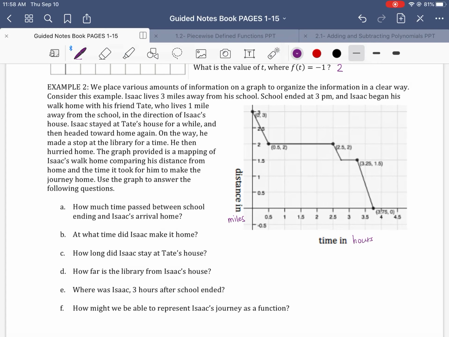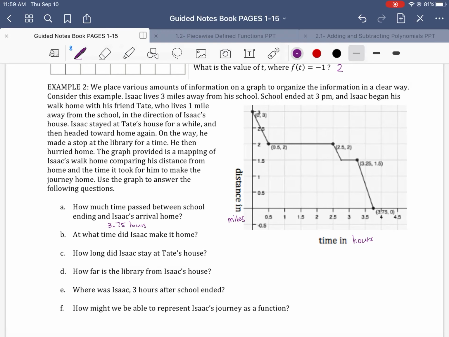So when we look at that, part A says how much time has passed between school ending and Isaac getting home. So we're just looking at the total time. It looks like he was gone 1, 2, 3 hours, and then that point right there is labeled as 3.75. So it took him 3 hours and 45 minutes to make it all the way home. Or you can put 3.75 hours. That's totally fine too.